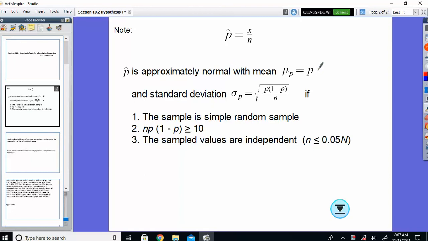For it to be normal, we have to check that n times p times 1 minus p is greater than 10, and the sample has to be less than 5% of the total population. So we'll be making sure when we do these problems, we'll have to verify our criteria still. Mean, we know from before, is just your p, and our standard deviation is the square root of p times 1 minus p over n. So all of that is old stuff that we were using on the last test.